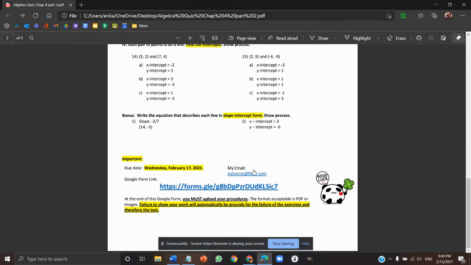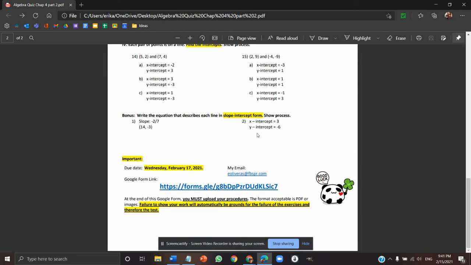You have here my email. And again, it says at the end of this Google Form, the Google Form that you just saw, you must upload your procedures. The format acceptable is PDF or images. Failure to show your work will automatically be grounds for the failure of that exercise and therefore the test.